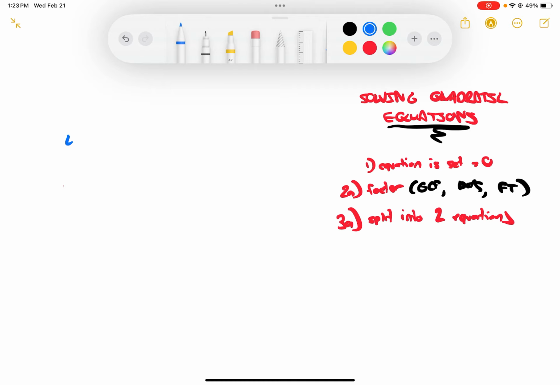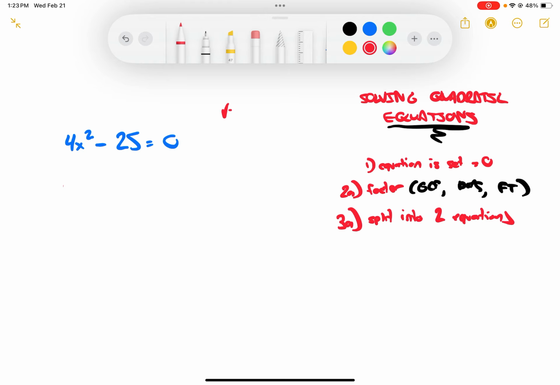Let's do 4x squared minus 25 equals 0. Okay, equation is set equal to 0, so I'm good there. Second thing, if I can factor, I will factor. You'll notice it's not a trinomial, so I cannot do factoring trinomials, and there's also no greatest common factor. So in this case, I'm going to look to see if I can do difference of perfect squares.